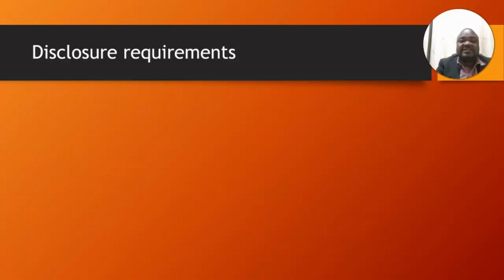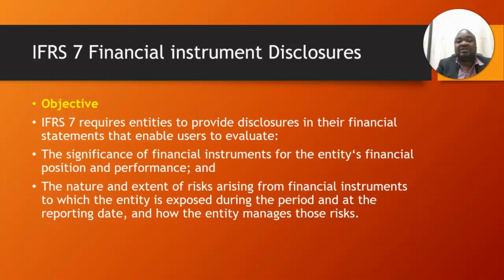What are the disclosure requirements in terms of IFRS 7? IFRS 7, because that's the standard that talks of the extensive disclosures related to financial instruments. The objective of IFRS 7 is that the standard requires entities to provide disclosures in their financial statements that enable users to evaluate the significance of financial instruments for the entity's financial position and performance, the nature and extent of risks arising from financial instruments to which the entity is exposed during the period and at the reporting date, and how the entity manages those risks.